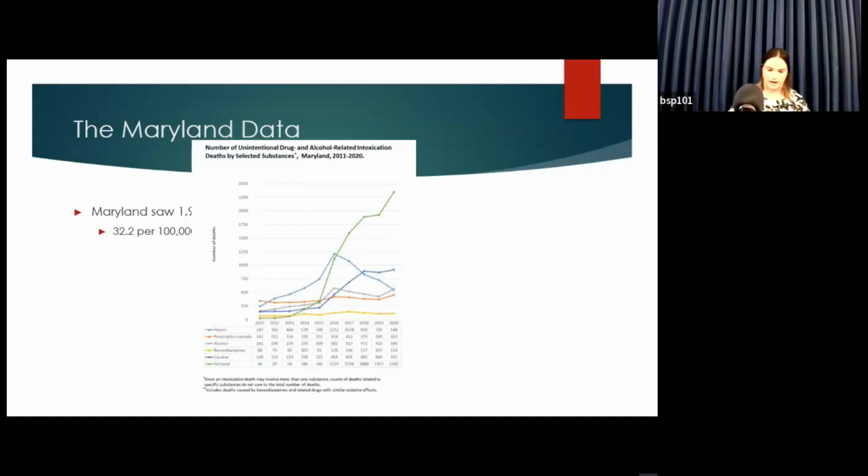I like to show this graph because it shows what people are overdosing on. The line that really stands out is going to be the green line. If you couldn't guess, that's the line for fentanyl. It really starts to peak around 2015 and has been steadily climbing.